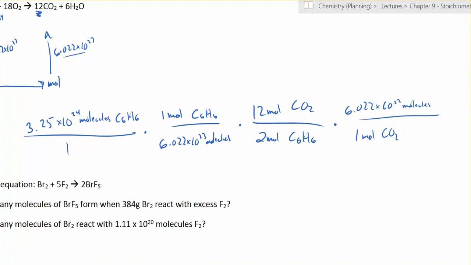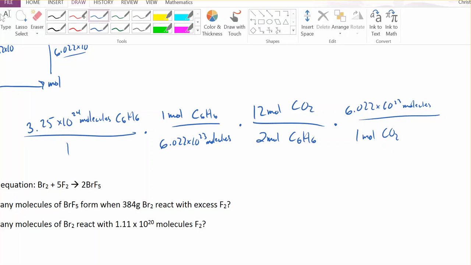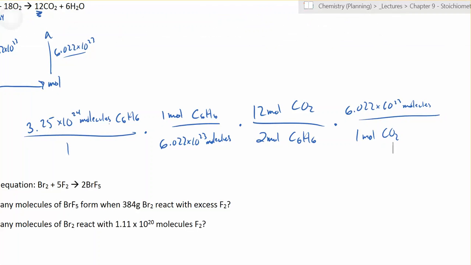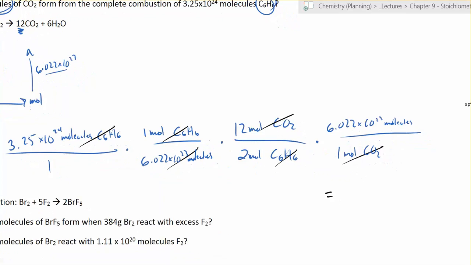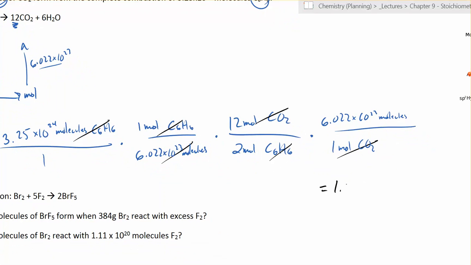Now if you go to punch this into your calculator, you can see that 6.022 times 10 to the 23rd appears in both the numerator and the denominator, so you can ignore it from your calculator, which might save you a few keystrokes. Doing this math out, we should get 1.95 times 10 to the 25th molecules of CO2.